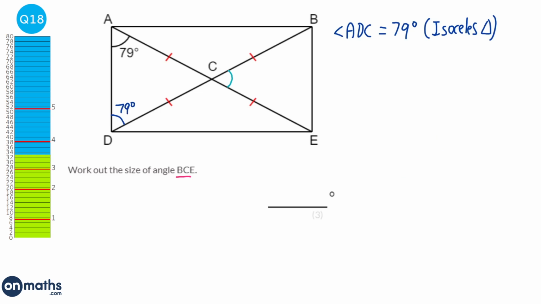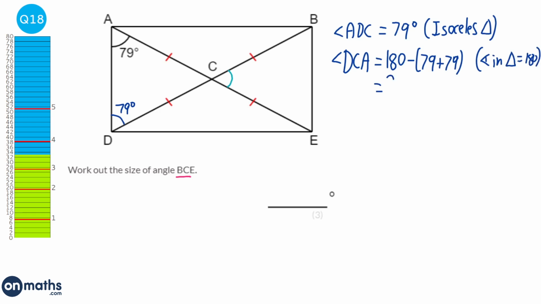Now we've got 2 of the 3 angles in the triangle, and the last one is going to be angle DCA. And to work out what this angle is, we're going to take it away from 180. So we're going to do 180, take away the two 79s we've just worked out. And the reason for that is angles in a triangle equal 180 degrees. Okay, so when we do that, we do 180, take away the 158, and we're left with 22 degrees. So we know that this is going to be 22 degrees.